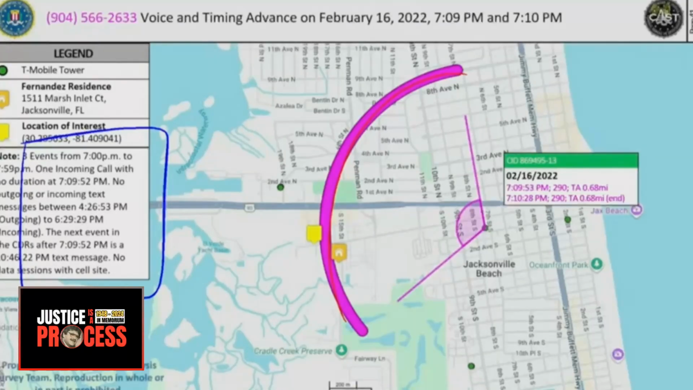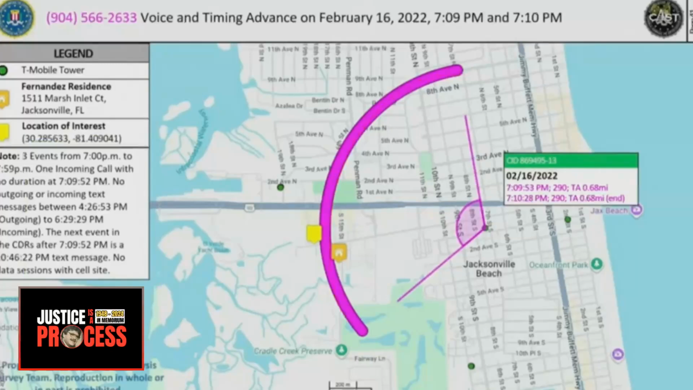So then no outgoing or incoming text messages between 4:26 p.m., which was an outgoing text message, and 6:29 p.m., which was an incoming text message. The next event in the call detail records after 7:09 and 52 seconds is a 10:46 p.m. text message. No data sessions with cell site appeared in the records during this time frame depicted on the map.